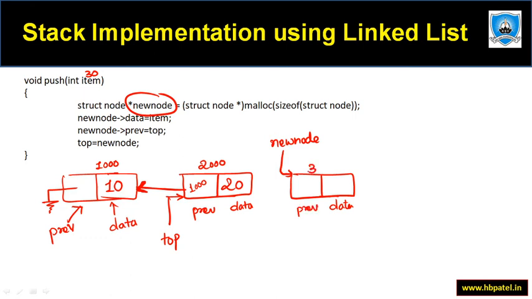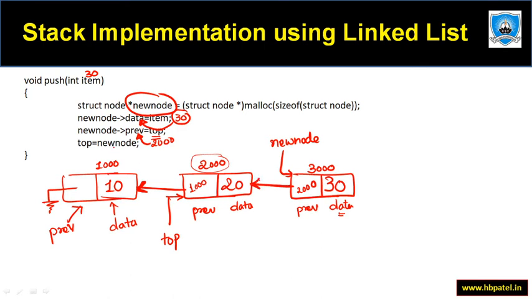And for example, the address of this one is 3000. Now I am going to put this 30 into new node arrow data. So 30 will go in new node arrow data, and this top, what's the value of top? 2000. So that 2000 is put into new node arrow previous. So over here I am going to store 2000. That means the third node is pointing to the second node.